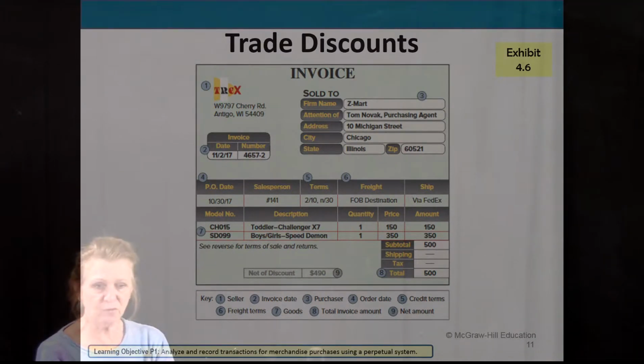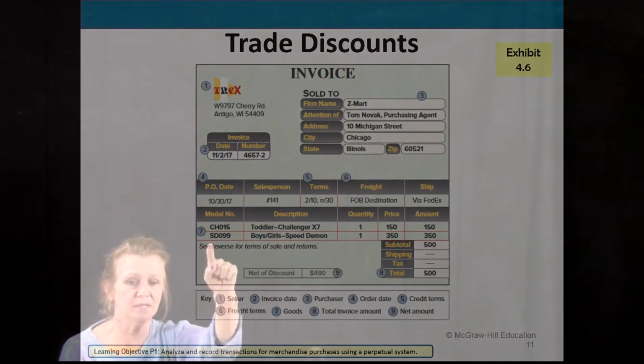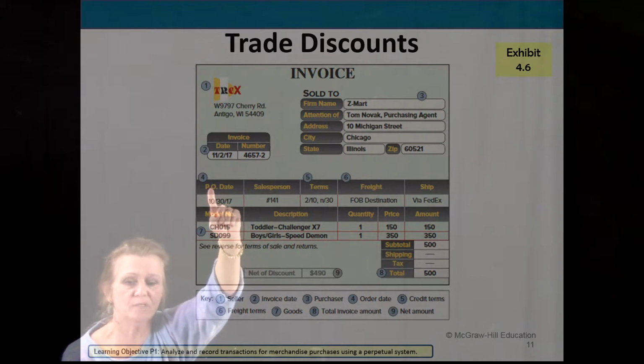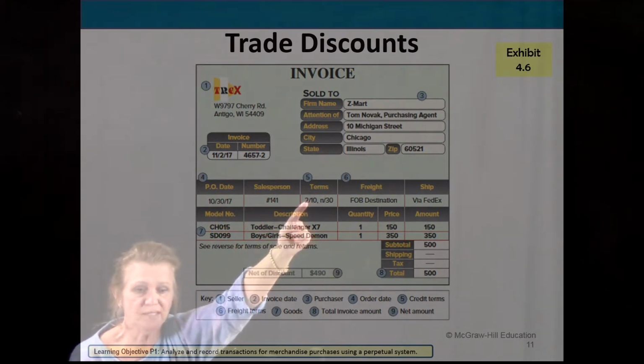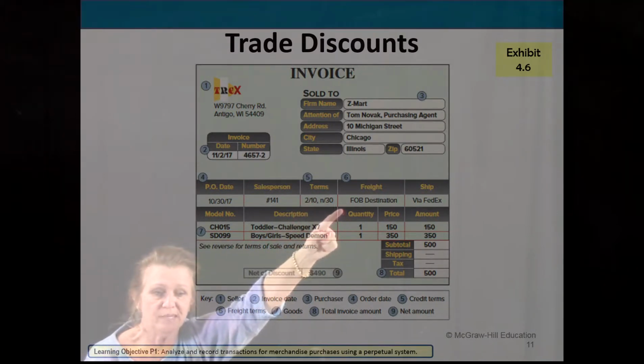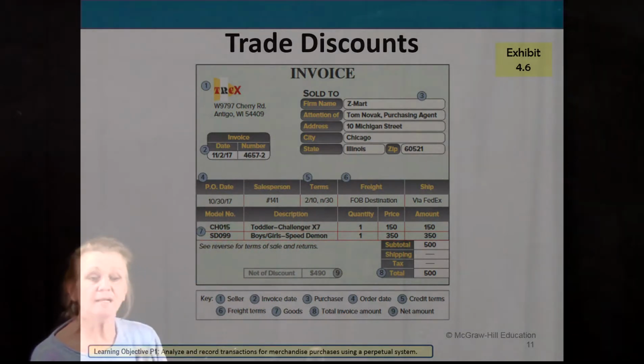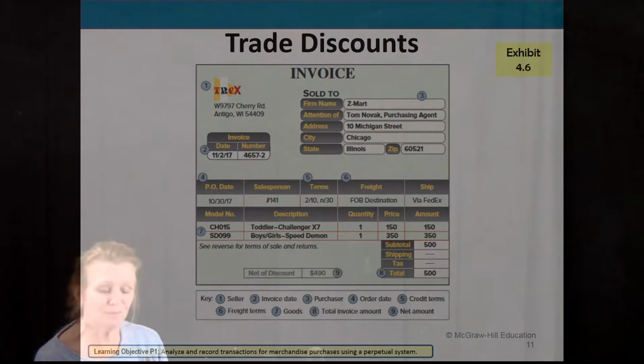Okay, so here's what an invoice looks like. If you look down at this middle line right here, it shows the date you ordered it, the salesperson, the terms, 2/10 net 30, freight, FOB destination, and how it's going to be shipped. Later, I'm going to tell you what that freight term means, but right now, let's finish up with trade discounts.